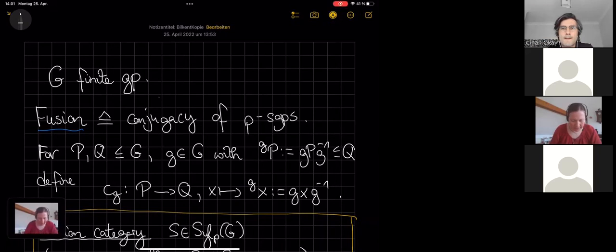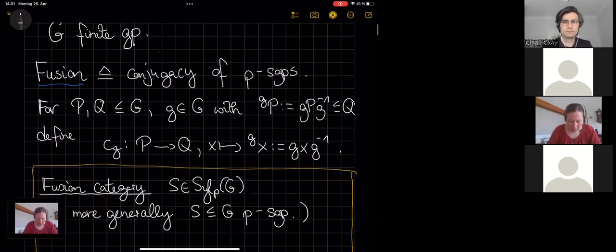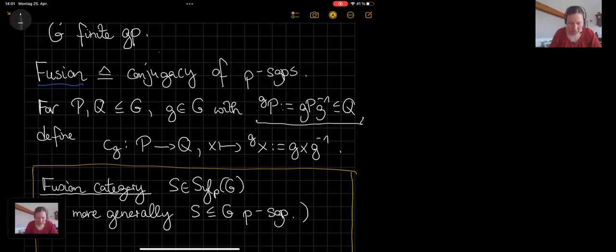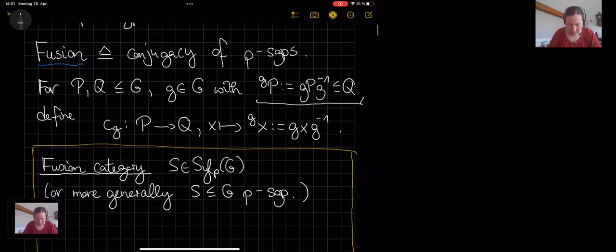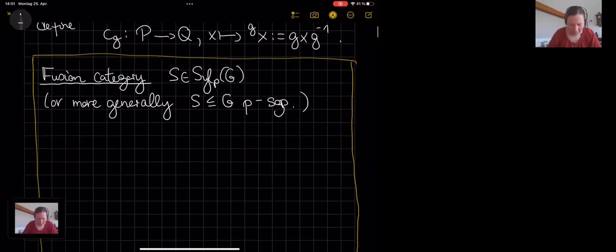And if I start with a finite group, then what is traditionally called fusion is just conjugacy of p subgroups. And so in particular, if you have two p-subgroups P and Q of G, then we can look at the conjugate of P under G and want to assume that's contained in Q, then we can look at the conjugation homomorphism from P to Q, which just does the normal thing. So this will be an injective group homomorphism.